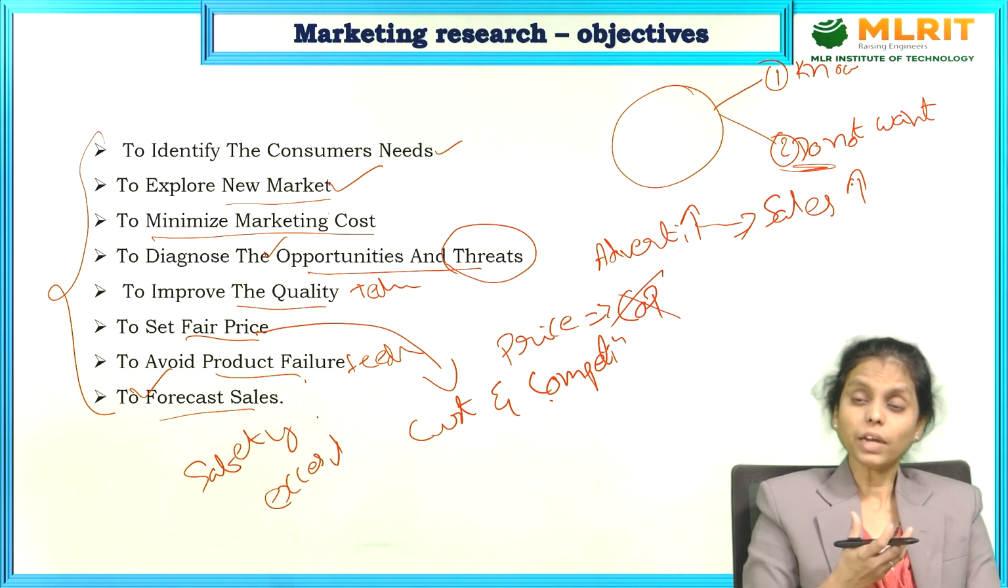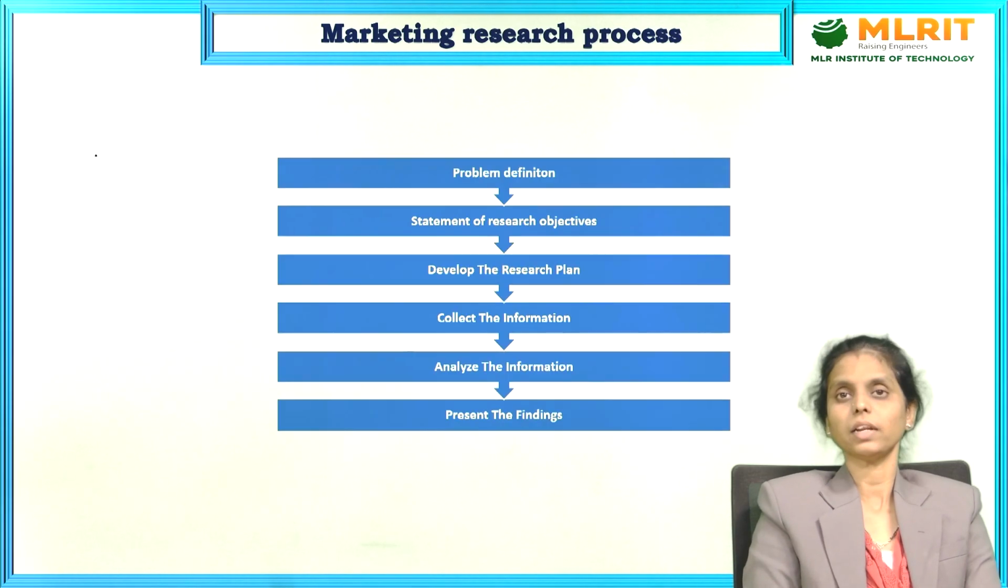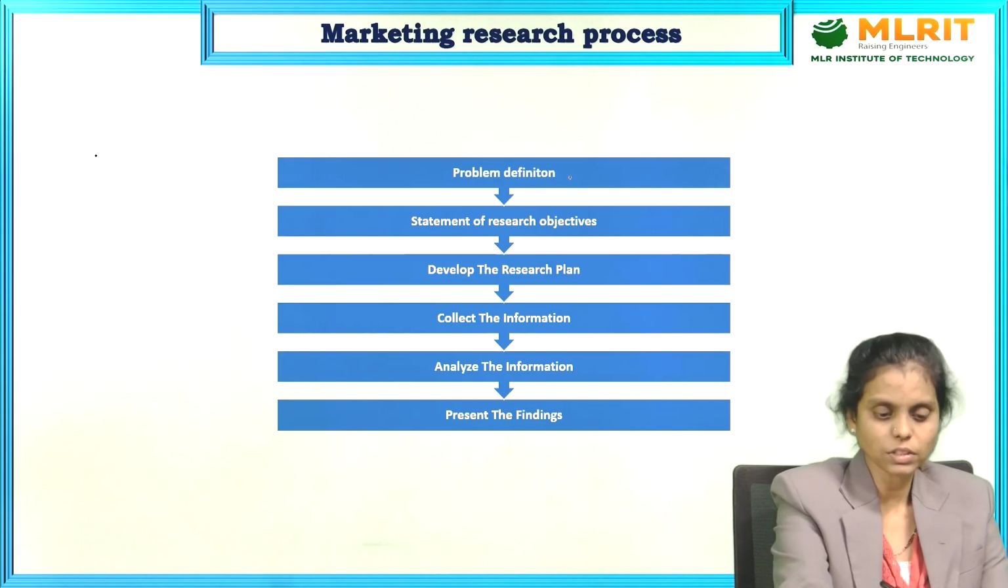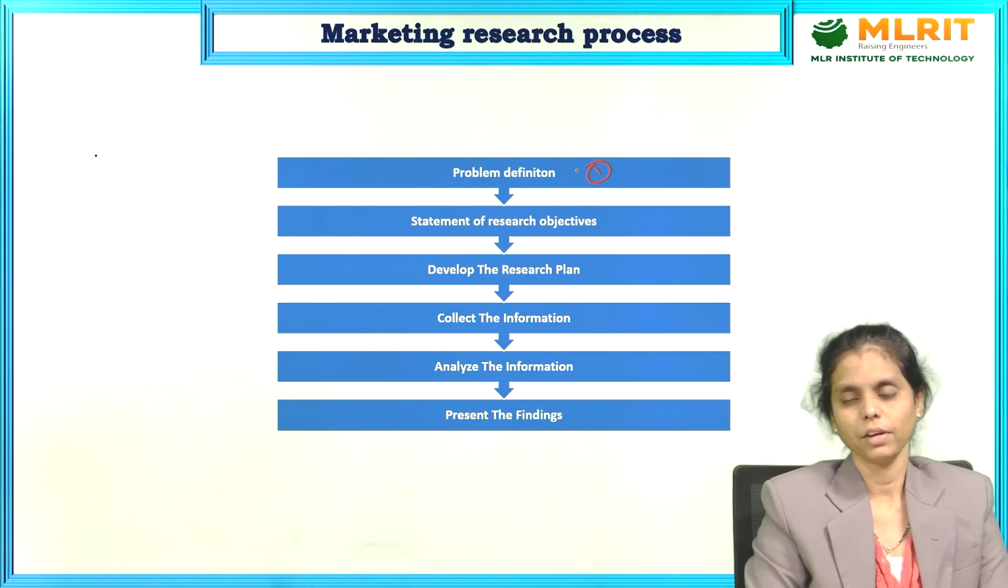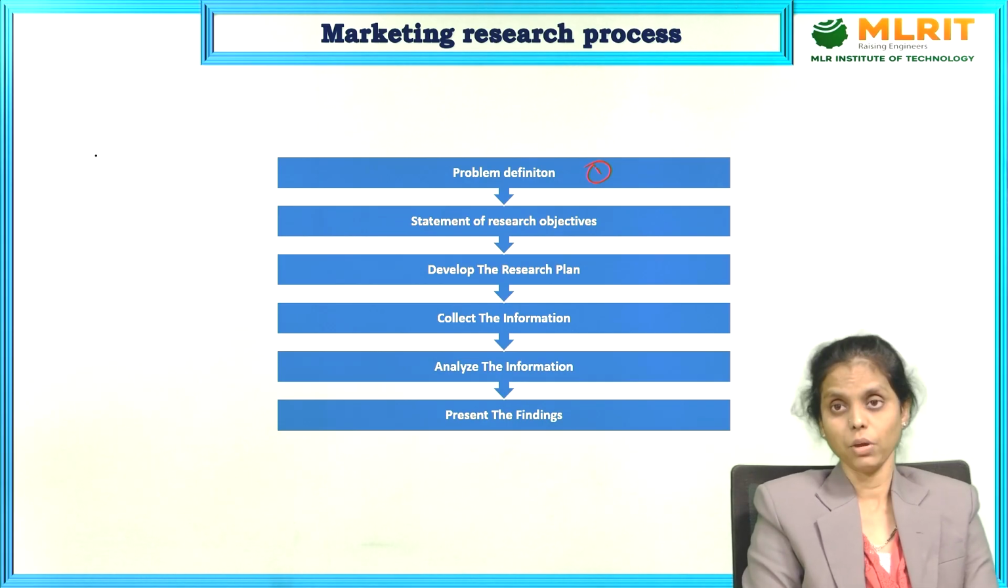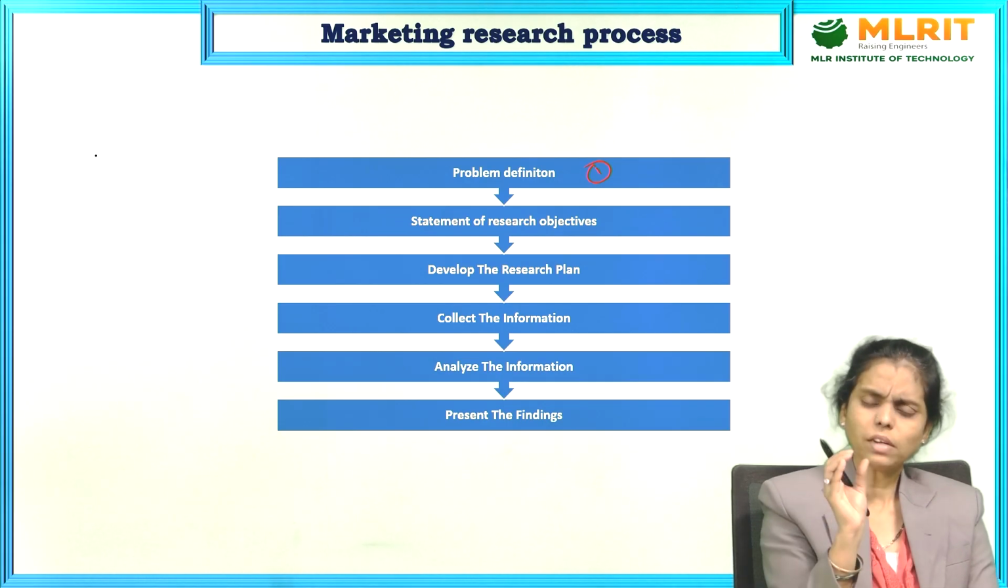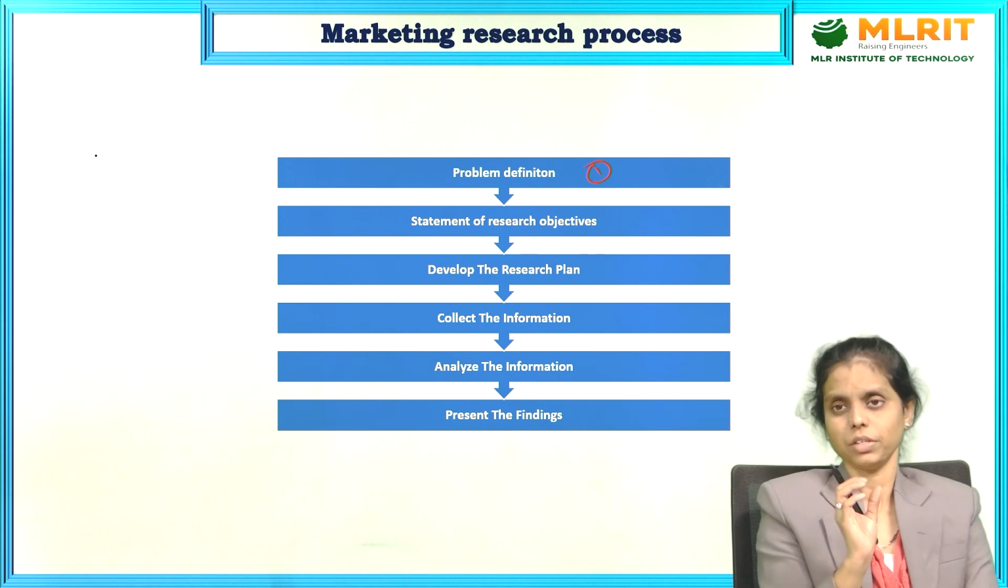Now, how can we conduct this marketing research? For that, there are various steps involved in the process of marketing research. The first step that we have is problem identification. We need to first identify what the problem is. Now, why are we saying problem identification is the initial stage?